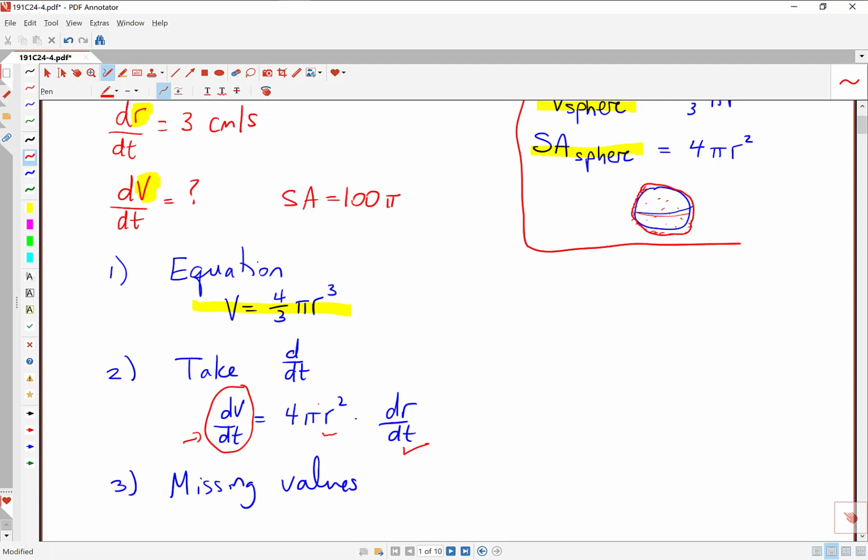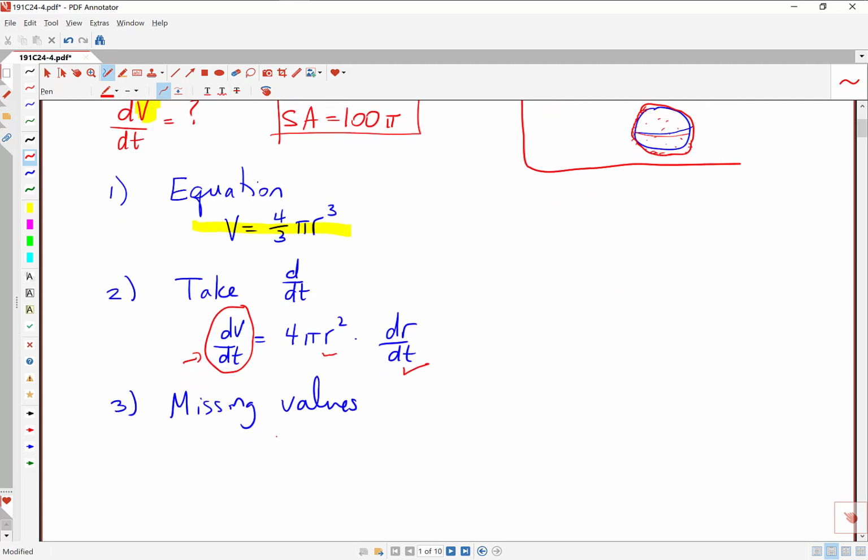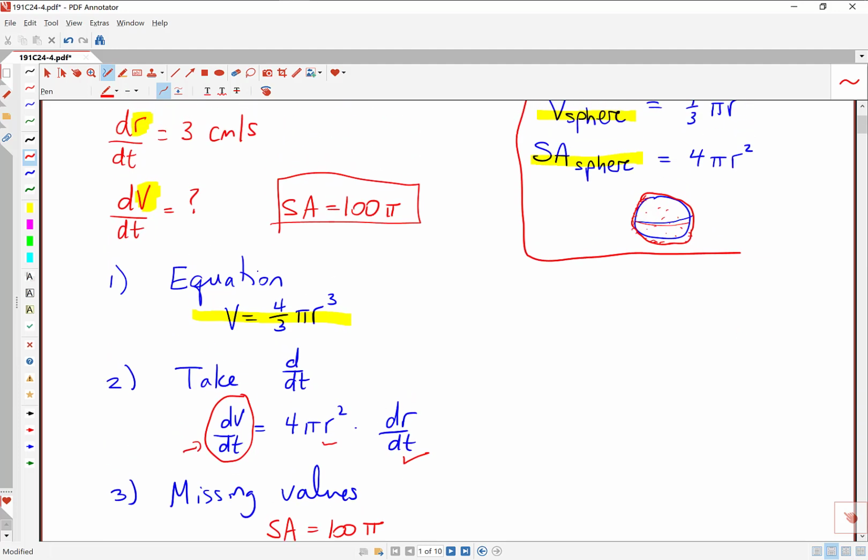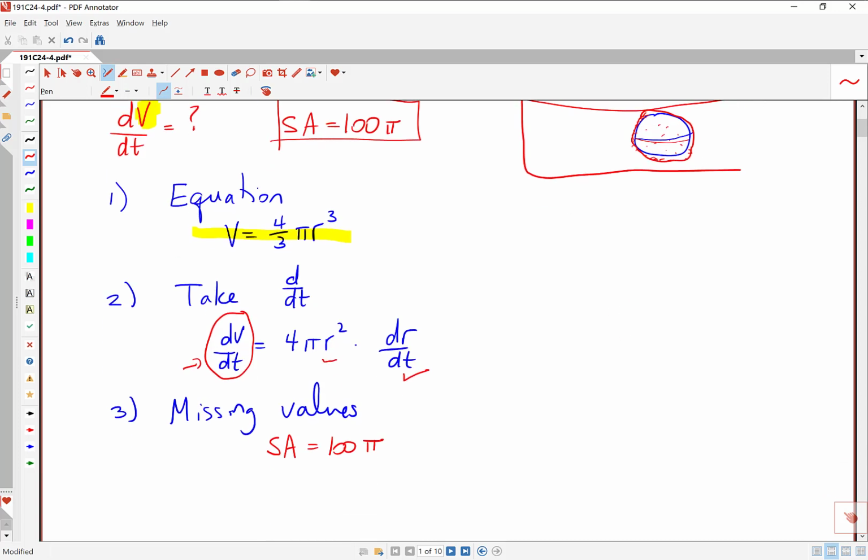Now let's think about what we know. What were we told in the problem that we haven't used yet? We were told that the surface area at the moment that we're interested in is 100 pi. Now, if we knew a formula for surface area, we could plug it in here and that would lead us to the r value. So let's look back up at what we said at the top. Oh yeah, we do have a formula for surface area of a sphere. It's 4 pi r squared. So we're saying 4 pi r squared is equal to 100 pi.